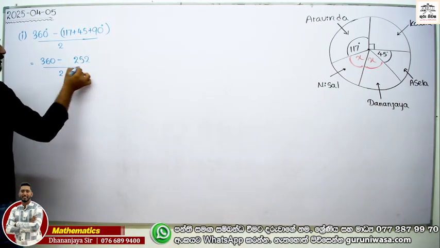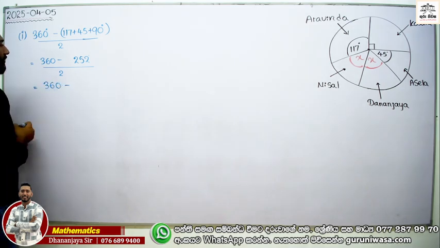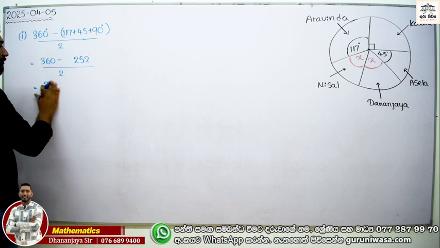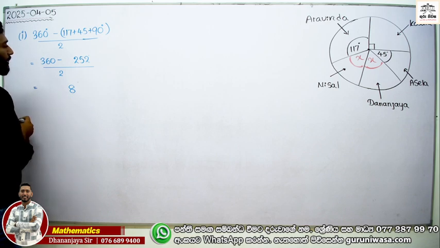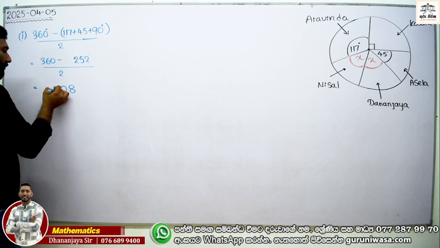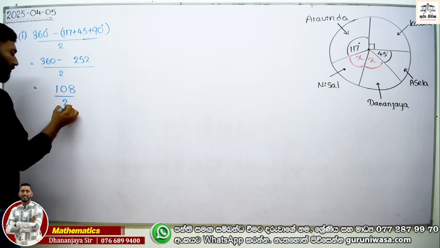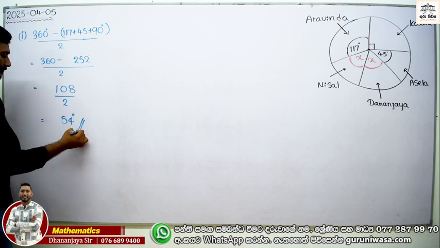Now the answer becomes 360 minus 252. Now we have to subtract. It becomes 8, and this one becomes 0, and this one becomes 1. Now you can divide by 2. It becomes 54 degrees.